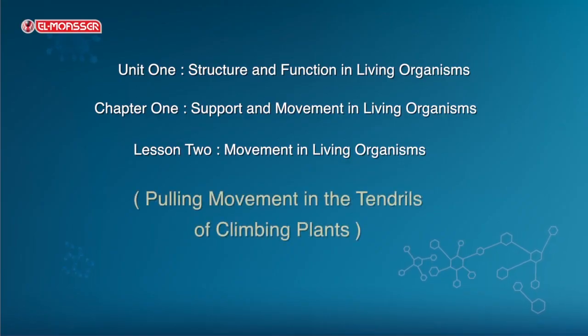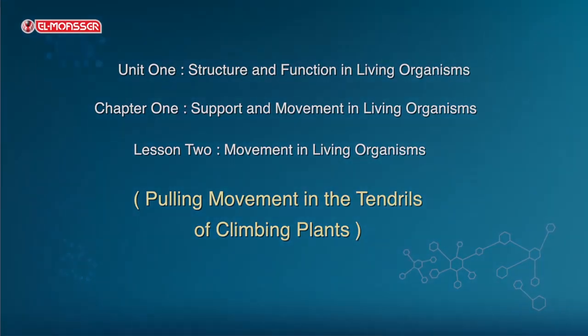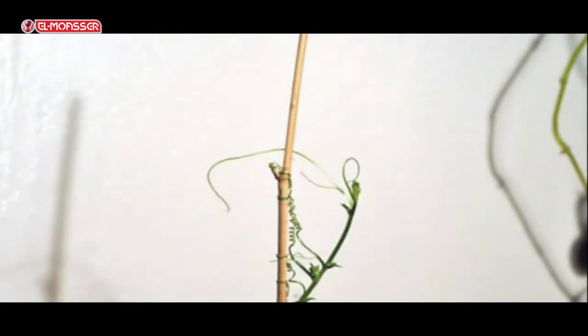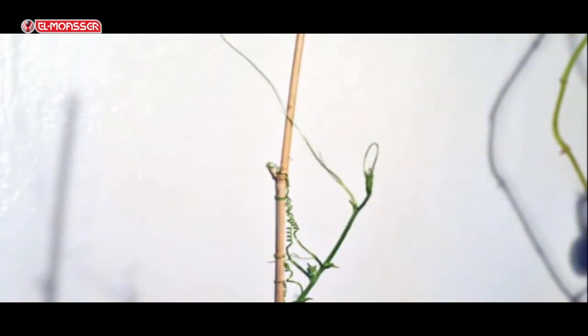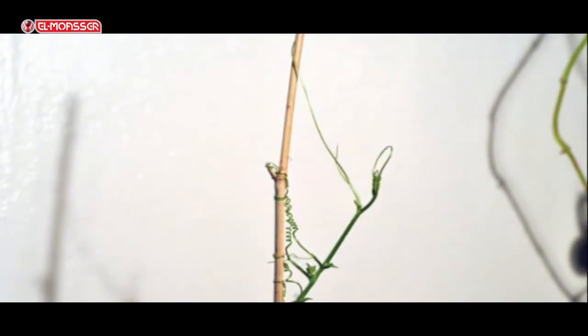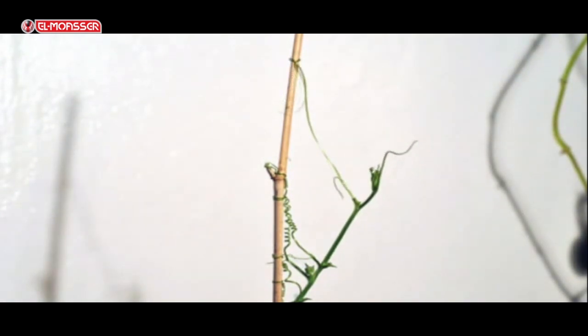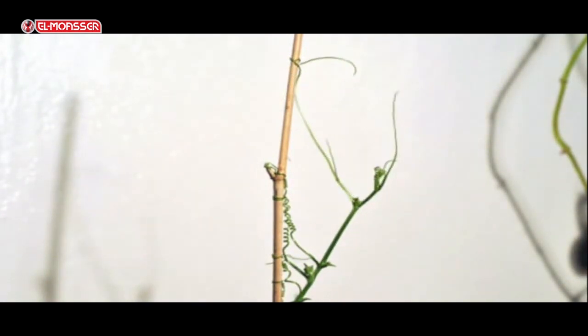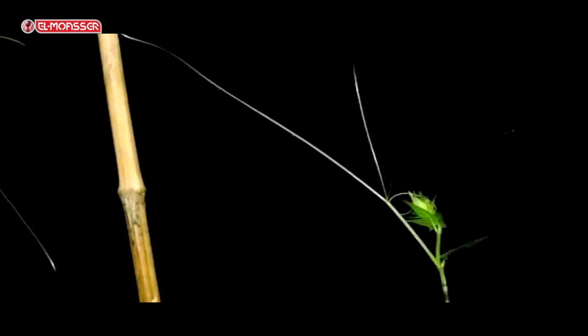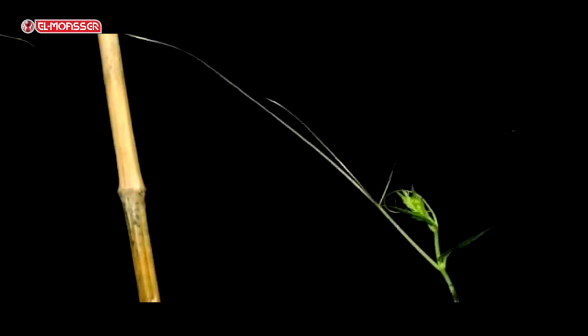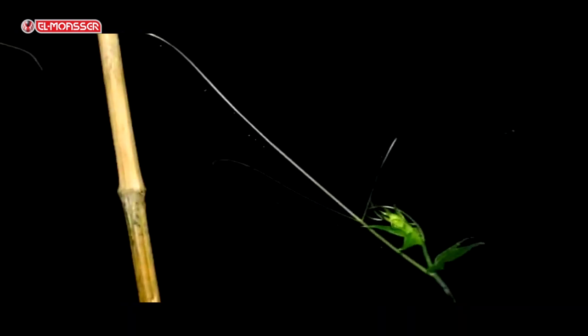Pulling movement in the tendrils of climbing plants. The climbing plants don't contain supporting tissues, so the plant doesn't erect vertically except with the help of tendrils. The tendril extends from a stem of weak plants such as pea plant and grapes. These tendrils raise in the air to make contact with a solid object.